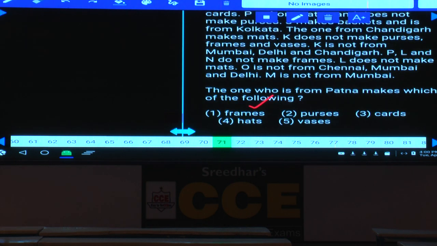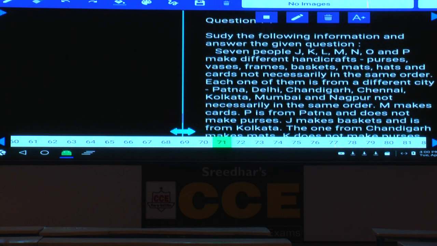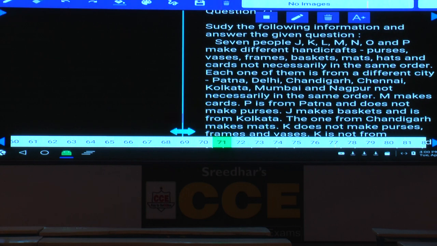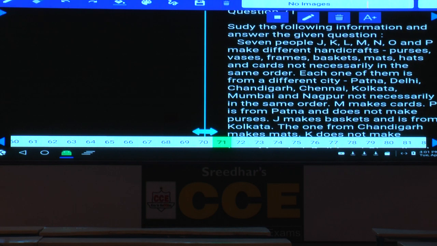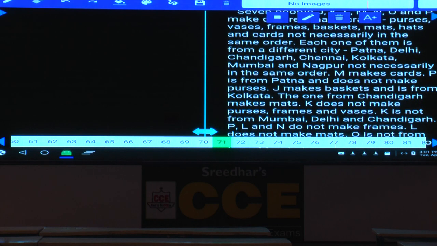Now the next one is question number 71 to 75. In this one, what is the information here? J, K, L, M, N, O, and P make different handicrafts: purses, baskets, frames, mats, and so on, but not necessarily. And each one of them belongs to a different city as well, isn't it? Hence, which category does it come under? It comes under distribution. As it comes under distribution, which one should be fixed at the first position?